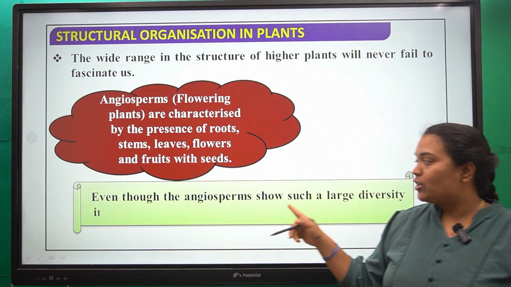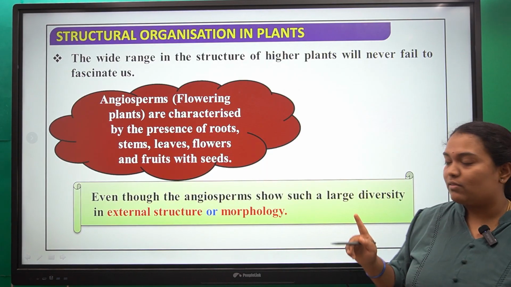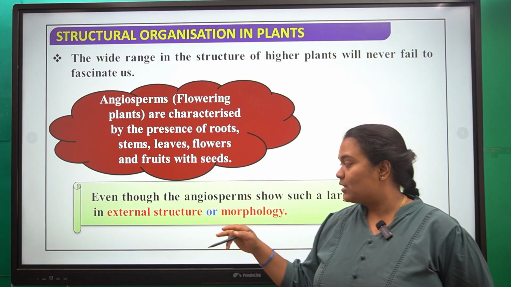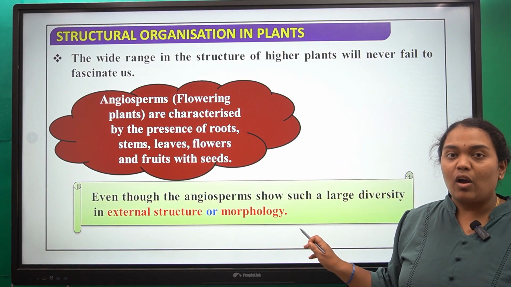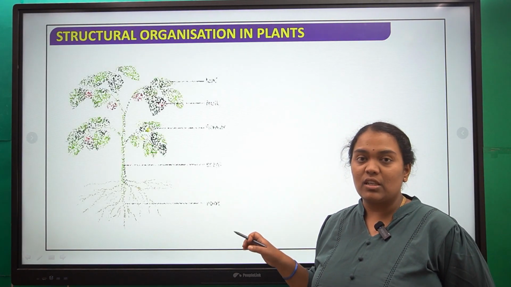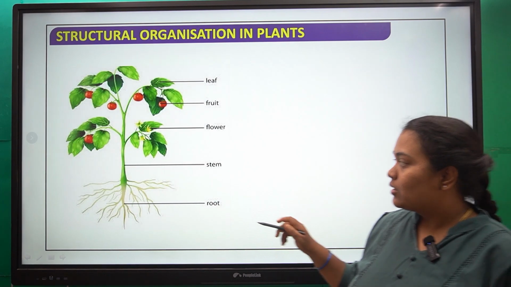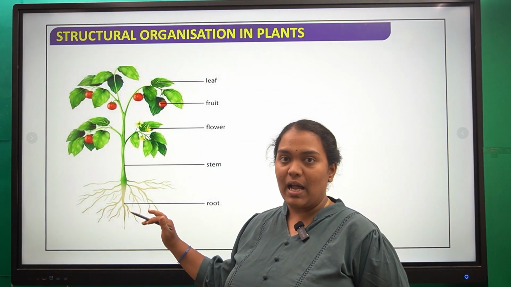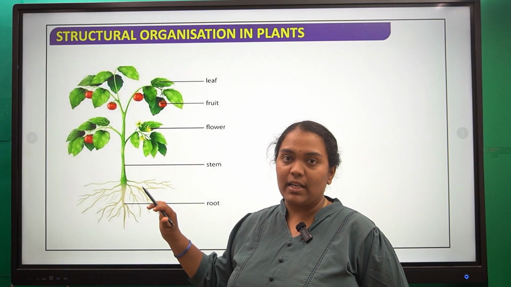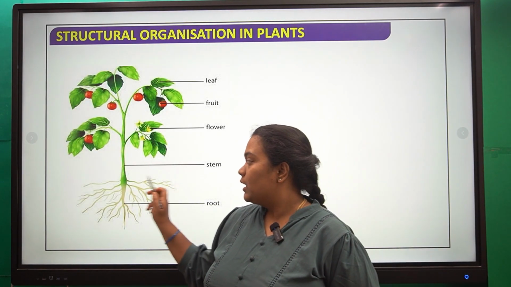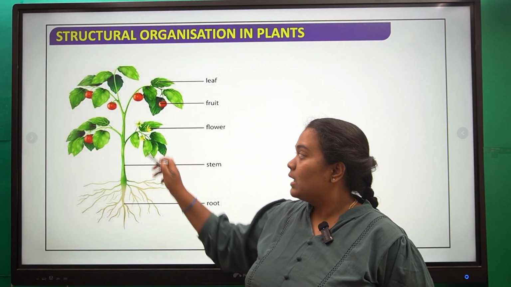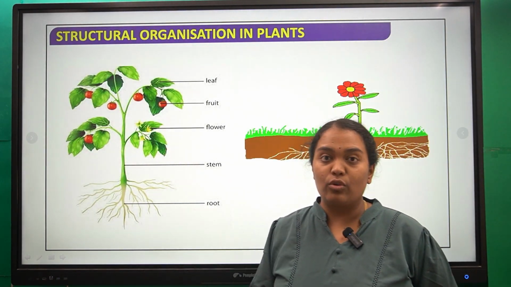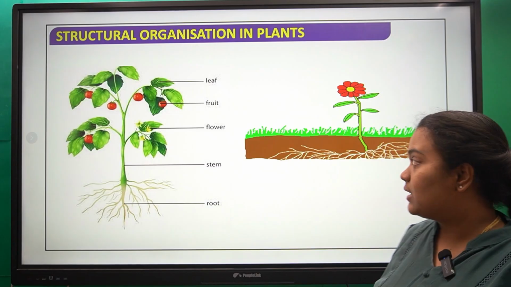Even though the angiosperms show such a large diversity or so many variations in themselves, when you see the external structure or the morphology, they all have some similar features which can be considered. So you can see this is a plant, the tomato plant, as you know, coming under angiosperms. It has a root system, the stem, leaves and also flowers along with the fruit. Inside the fruit you have the seeds.